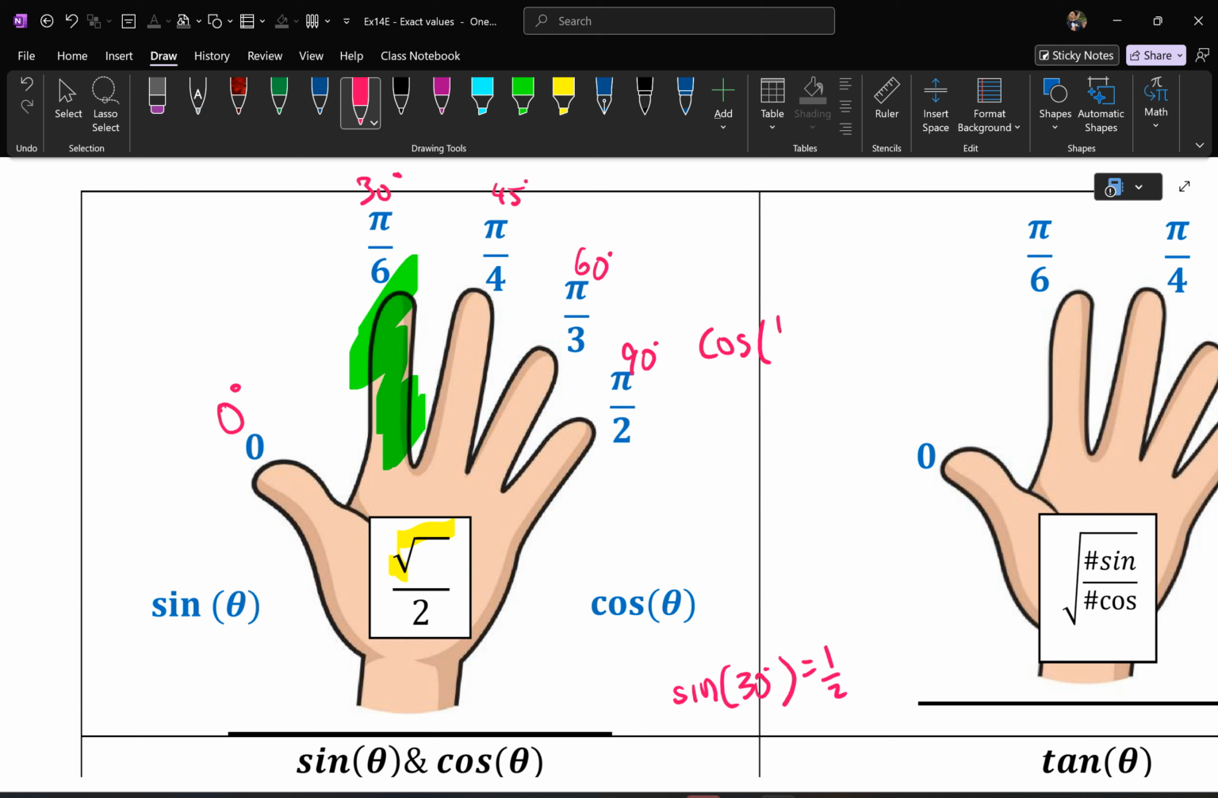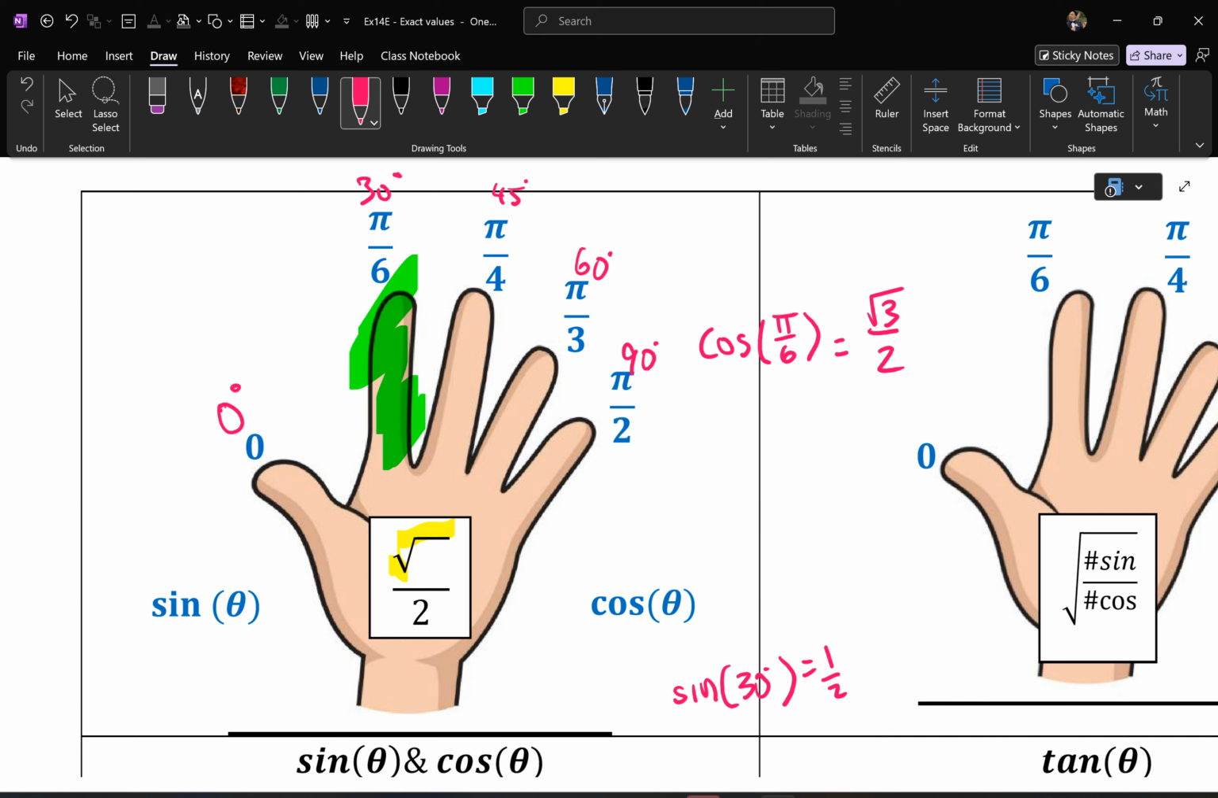Cos of, let's go with pi on 6. Same thing. Pi on 6, which one's that finger? Same one. So I drop this one down. How many cos fingers do you have? You've got 3. Cos is on the right, so I've got 3 fingers for cos. Cos of pi on 6, we've got 3 fingers. So the first step is square root the number of fingers, divided by 2. The answer is root 3 on 2.